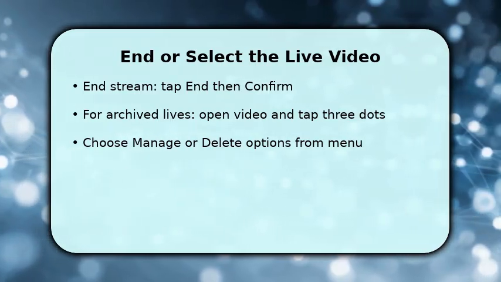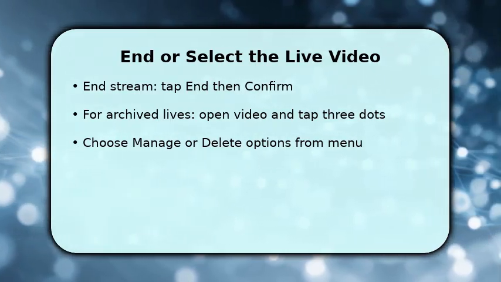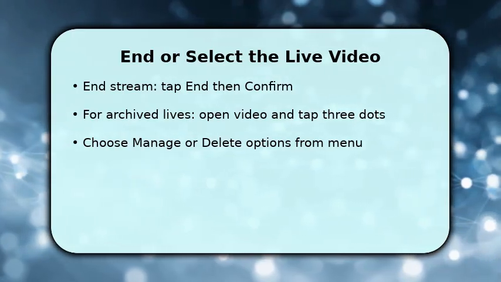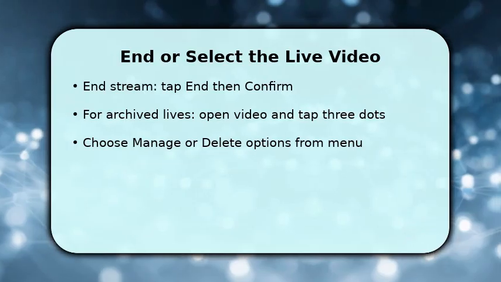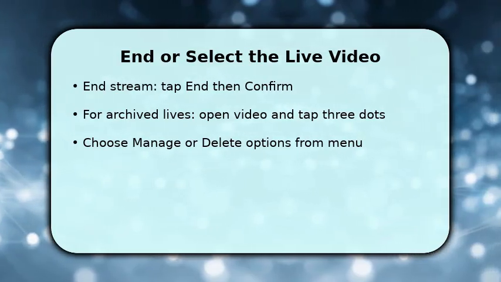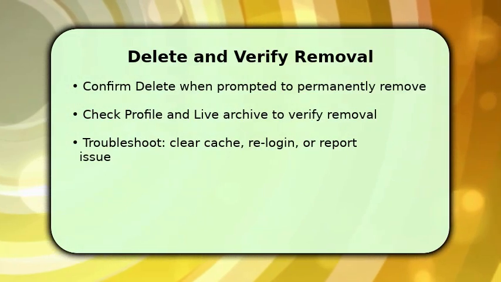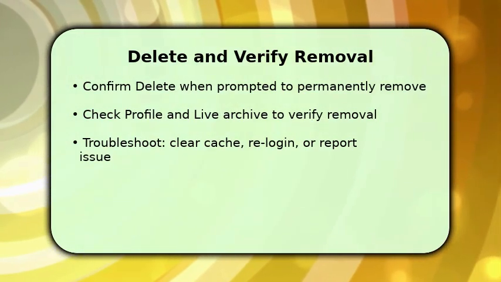Once it's offline, or if it's already archived, open the specific live recording, tap the three dots menu, and choose Manage or Privacy Settings. From there, select Delete or Remove. You do this because TikTok separates active streams from archived posts, and deletion controls live there. Now confirm delete when TikTok prompts you. This permanently removes the live recording from your profile and archive.